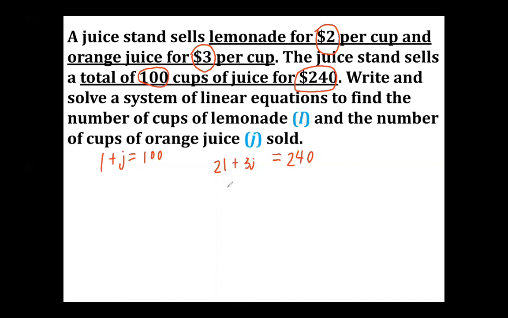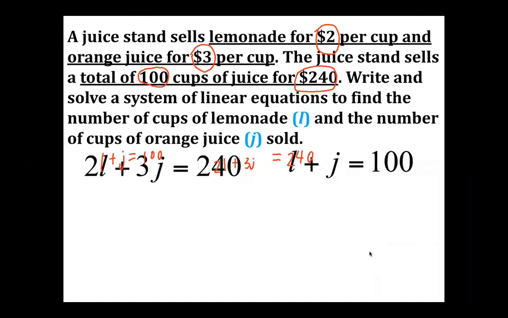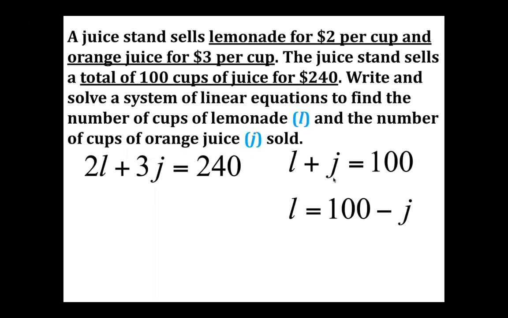Now that you have your system of equations set, you can now solve this using substitution and find your L and J values. First thing you want to do though is solve one of the equations for a variable. Again, I'll use L plus J equals 100 since you would just have to subtract one of the variables to isolate either one. So I went ahead and solved for L, but you can solve for J if you'd like, and I just did that by subtracting J from both sides.